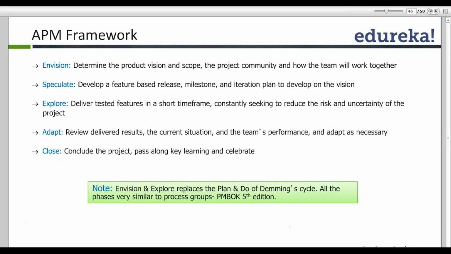Now, these are also mapped to PMBOK 5th edition. PMBOK is a document which has been published by PMI, and it's a document which is required for clearing the PMP certification program, and that has also got something called 5 process groups: initiating, planning, executing, monitoring and controlling, and closing. And these 5 phases are mapped to the 5 process groups of PMBOK. So that is also one correlation between the APM framework and the PMBOK framework.